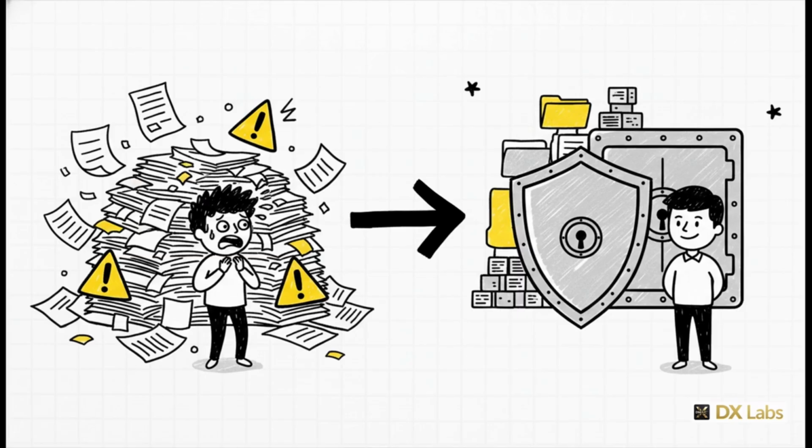So, the only question left for you is, how quickly will you implement these layered controls to ensure your organization's AI tools only surface exactly what they are supposed to?